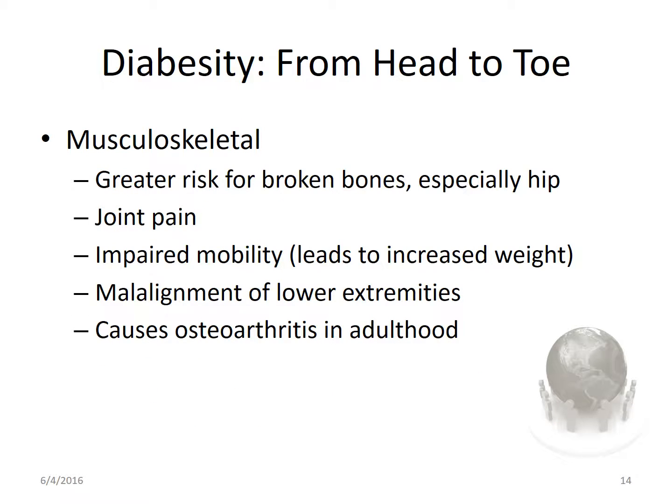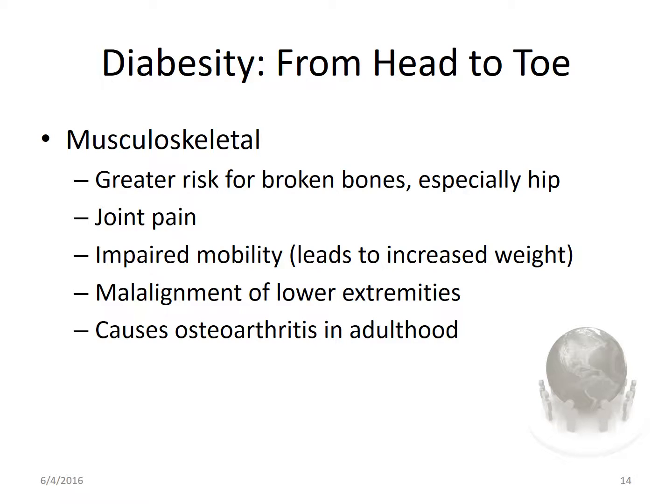In the musculoskeletal system, obese adolescents and children are more prone to broken bones, especially hip fractures, due to the increased weight supported by the frame of the body. The hip or the femoral head can actually crack, causing separation and decreased range of motion.